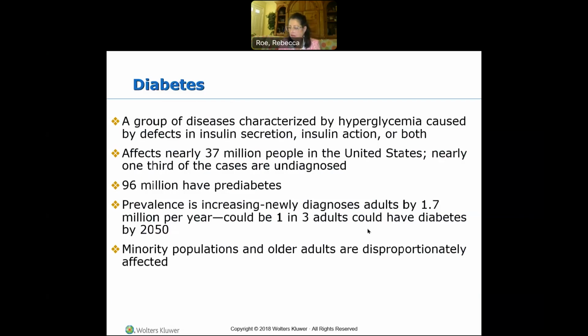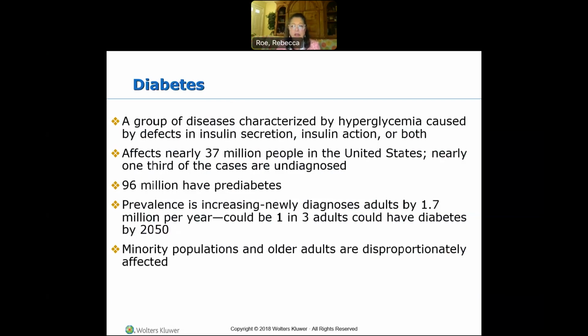So diabetes is an illness caused by insulin and blood sugar imbalance. It is a chronic disease, and it occurs when the pancreas is no longer able to make insulin or when the body cannot make good use of the insulin it produces. It affects around 37 million people in the United States, and about 1/3 of those cases come in undiagnosed.